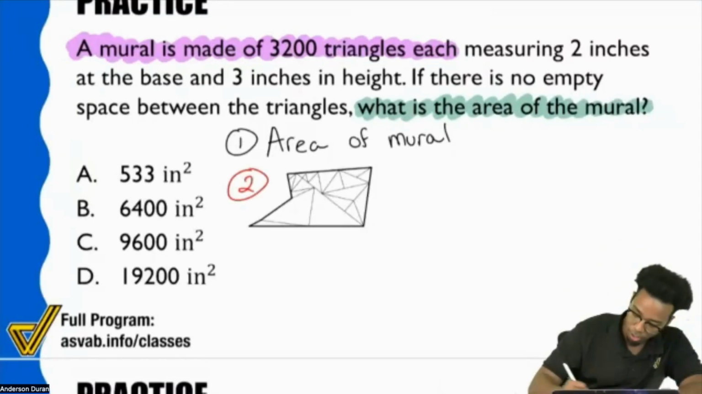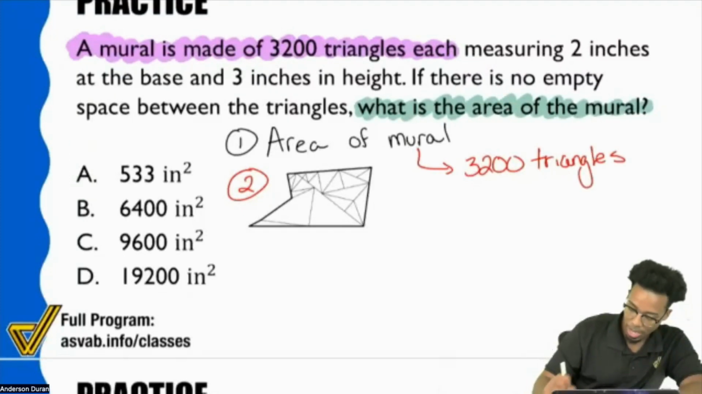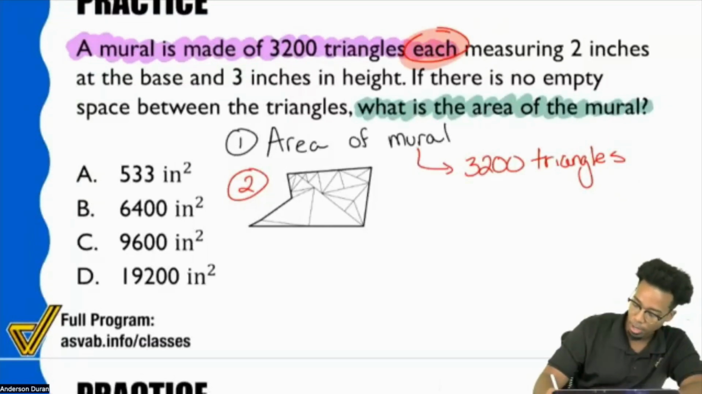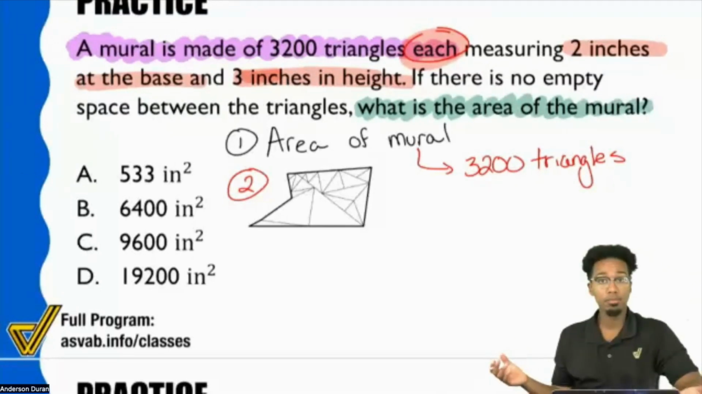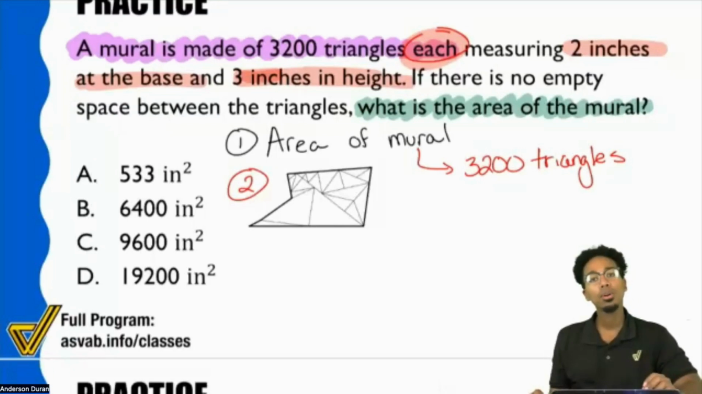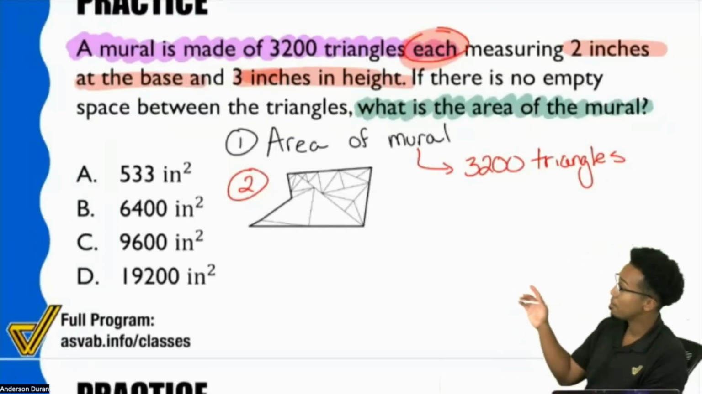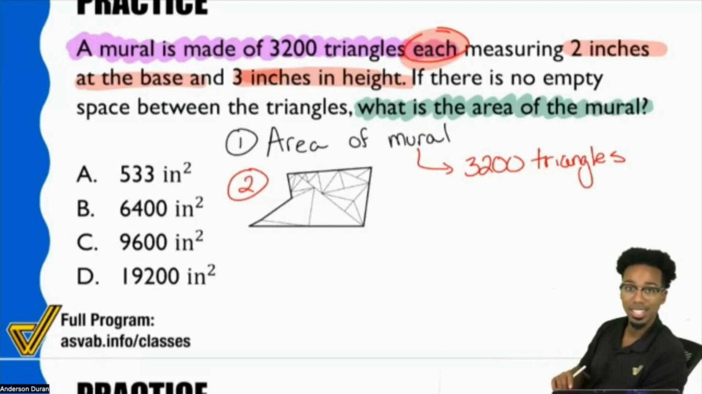Step 2, my information. The mural is 3,200 triangles. And they're each measuring, read this, each measuring 2 inches at the base, 3 inches at the height. So everybody, are they implying that all of these triangles are the same? Yes, all of these triangles are the same. Each one of them is 2 inches at the base, 3 inches with the height. So if we go back to the question, again, it's all about the question. What is the area of the mural?